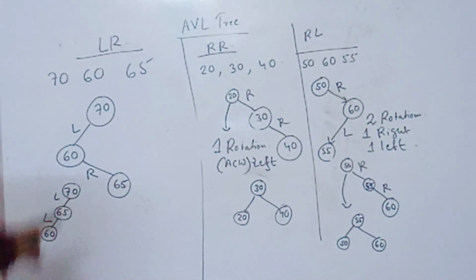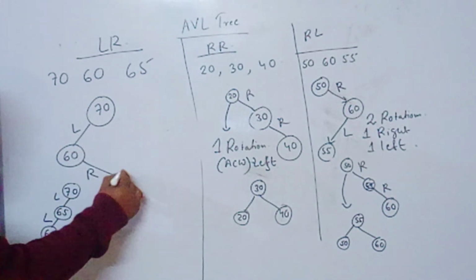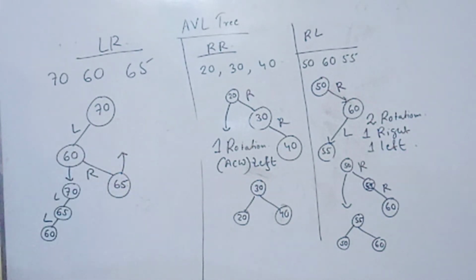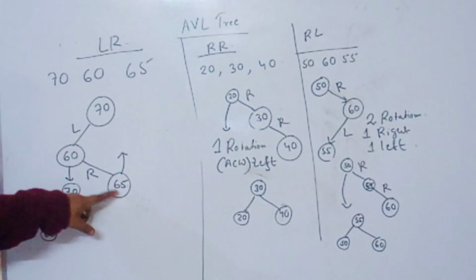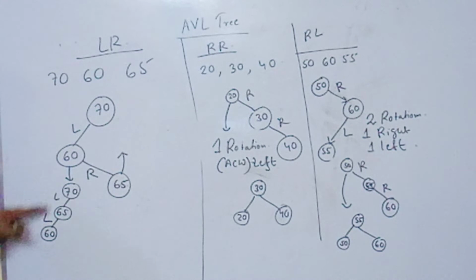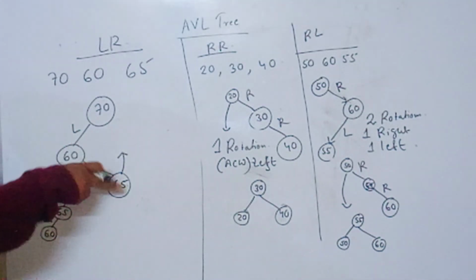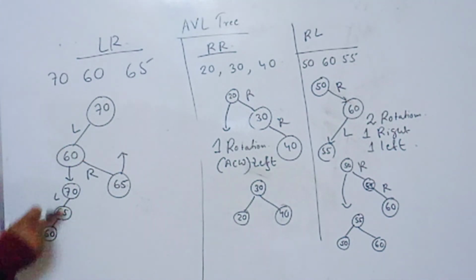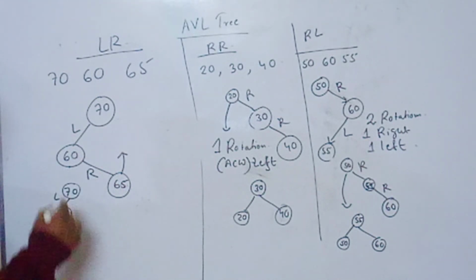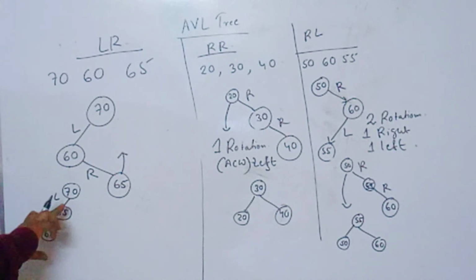So we convert it into LL because of the right side, the clockwise movement, the clockwise rotation, that will just replace 60 by 65, and 60 will come as a left child of 65. Just rotate like this and place here, we get the LL imbalance. Now what happens? After we have this, with the LL imbalance, we just rotate clockwise.